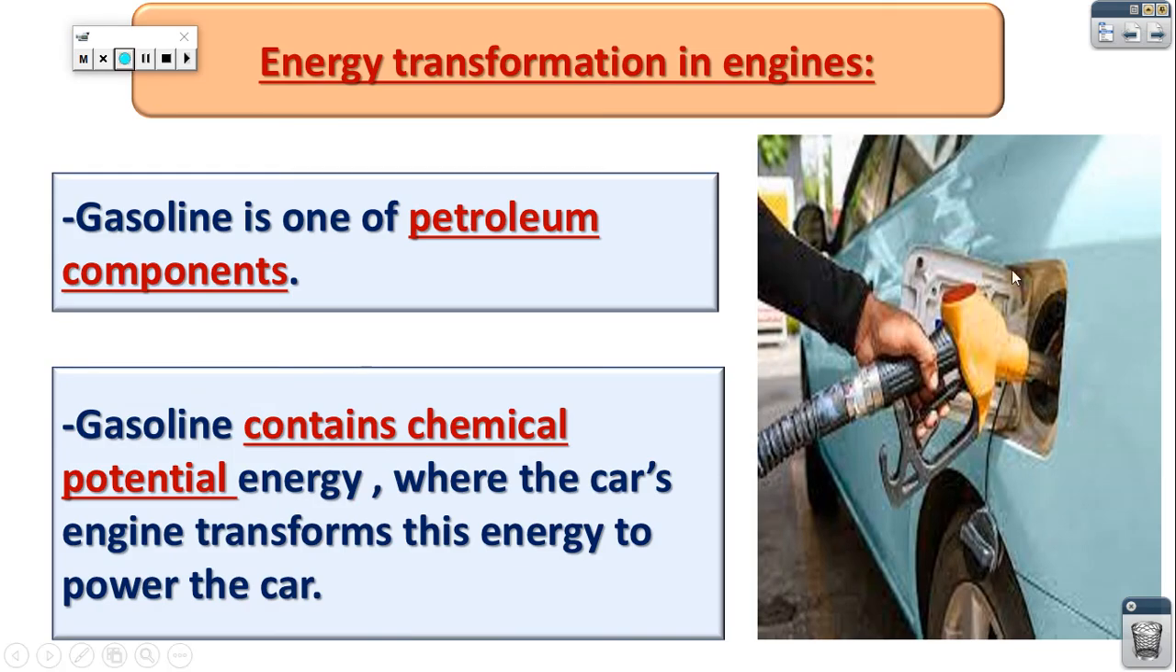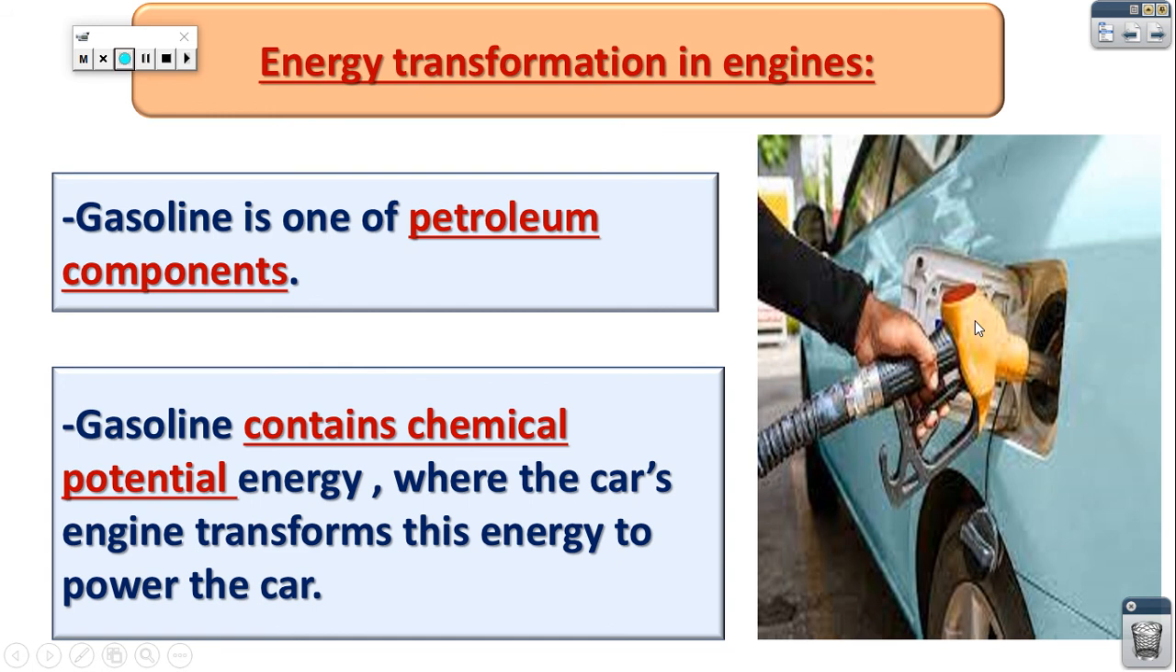All of us put gasoline in our car to allow the car to move. And we must know that gasoline is one of the petroleum components. What is the meaning of that? The petrol that we discovered under the earth has many components. Gasoline is one of its components, and we use gasoline and put it in the car to allow the car to move.